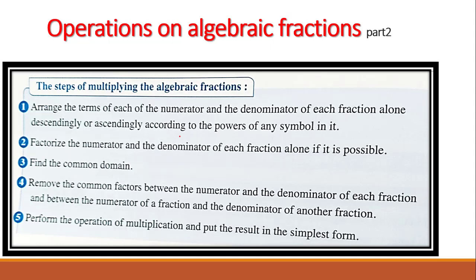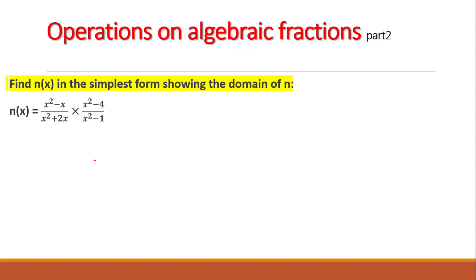If I want to multiply two algebraic fractions, at first I'll arrange the terms of each numerator and denominator in descending or ascending order. Then I'll factorize up and down as we said before. Then I'll find the common domain. Then I'll remove the common factors, then perform the operation of multiplication. The same steps as before: arrange, factorize up and down, write the common domain, remove the common factors up with down, then perform the multiplication operation. Let's take an exercise to clarify this point.